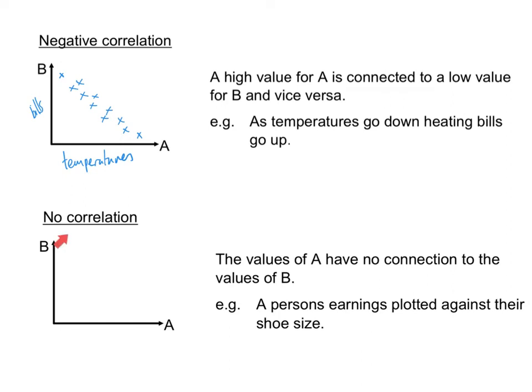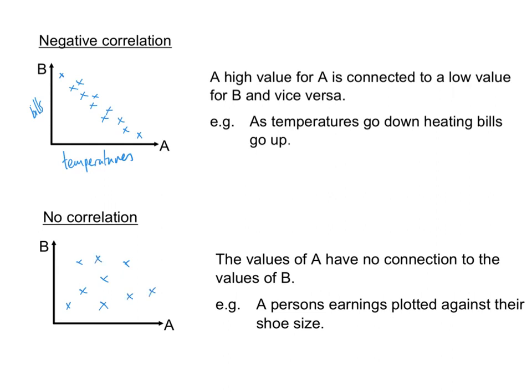And lastly, we'll look at this one here, no correlation. We have two sets of data. Sometimes we plot them against each other, and actually there isn't any connection between them, and we can spot that sometimes from the graph. Here, the values of A of one data set have no connection at all to the values of B, the other data set. So for instance, something like a person's earnings, how much they earn on a monthly basis, plotted against their shoe size. These are two things we wouldn't expect to be connected in any way, shape or form. So on the graph, the data wouldn't really form any distinctive pattern. So what we'd end up with is a very random collection of points.